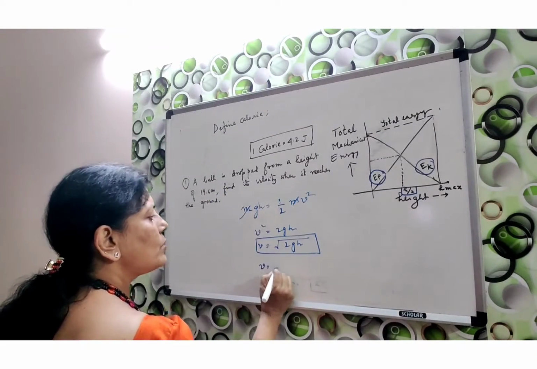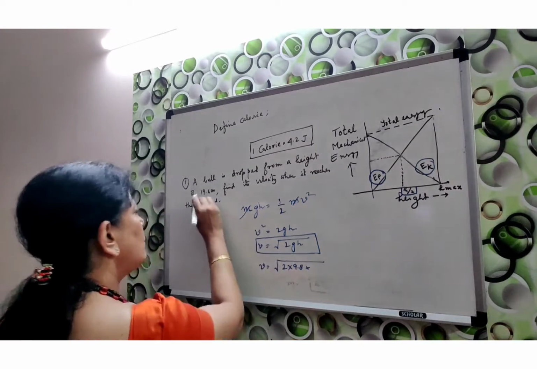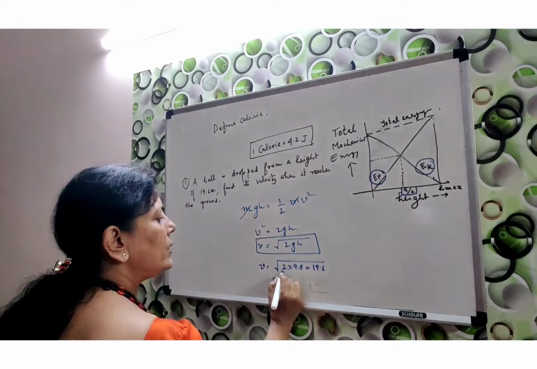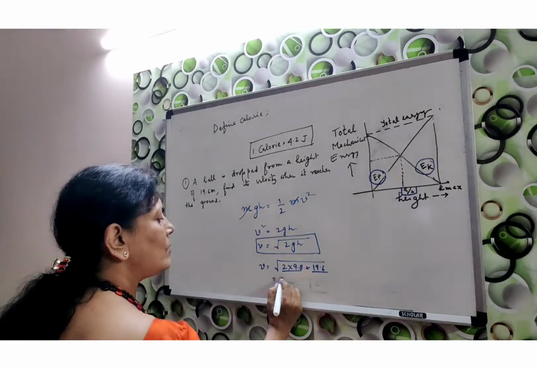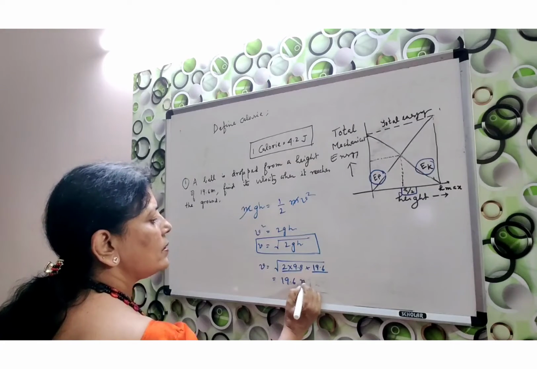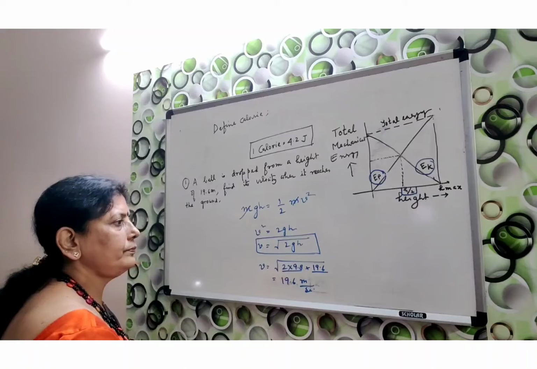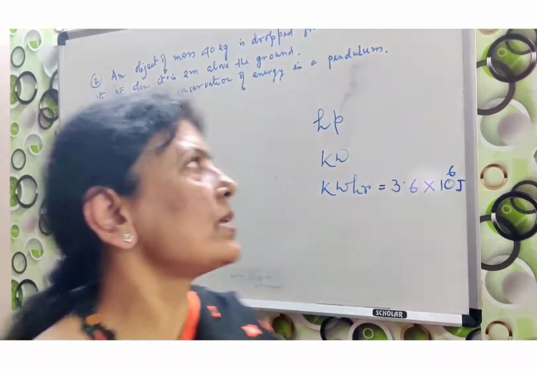So velocity is equal to root over 2 into 9.8 into 19.6. That is equal to, here also 19.6, another 19.6. So velocity is equal to 19.6 meter per second. Okay. Now let us take another example.